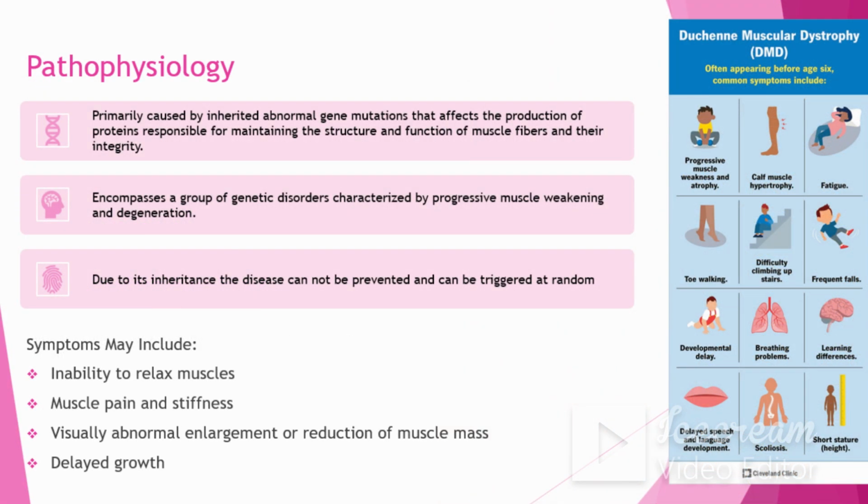So a little bit about the pathophysiology here. It's primarily inherited, so it's an abnormal gene mutation that affects the production of important proteins responsible for maintaining the structure and function of muscle fibers and their integrity in various muscle groups around the body. It encompasses a group of genetic disorders characterized by progressive muscle degeneration, and because it's mainly inherited, the disease can't be prevented and can essentially be triggered at random. Potential symptoms can include the inability to relax muscles, muscle pain and stiffness, visually abnormal enlargement or reduction of muscle mass, as well as delayed muscle growth.